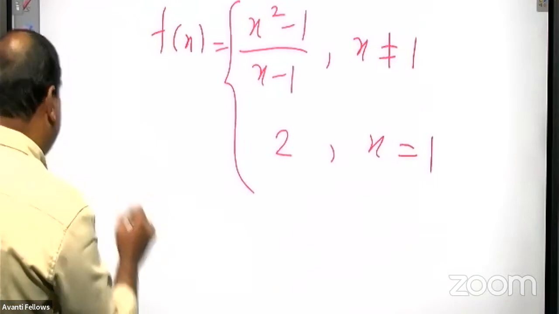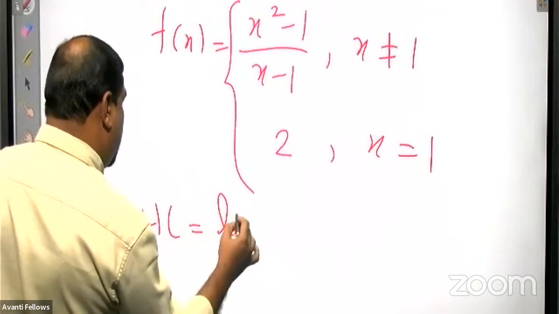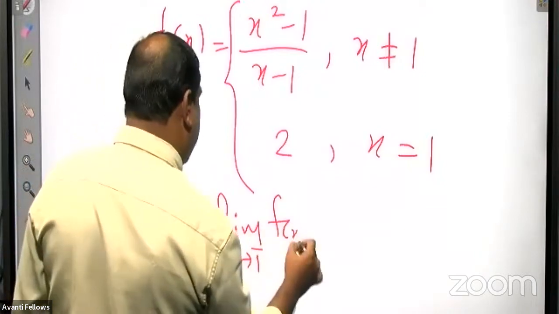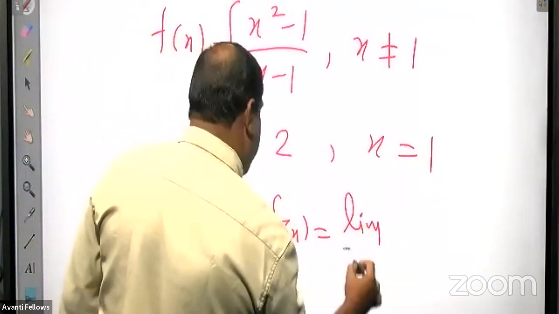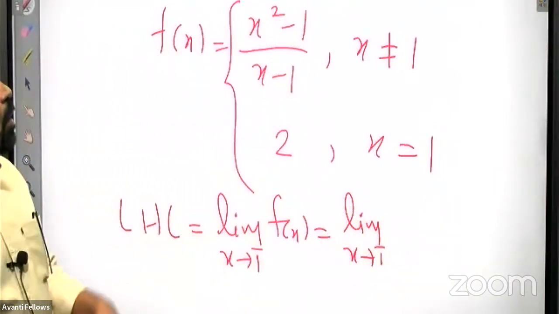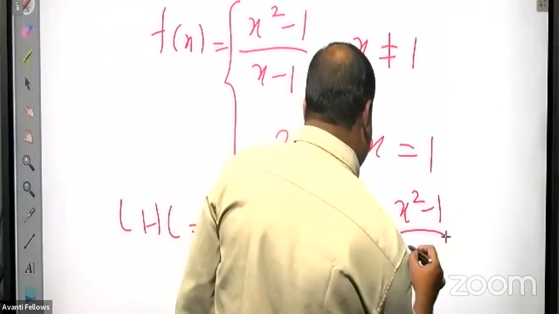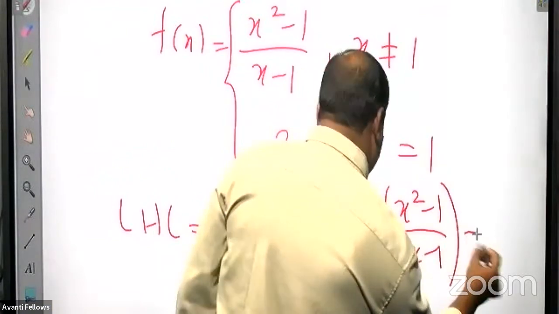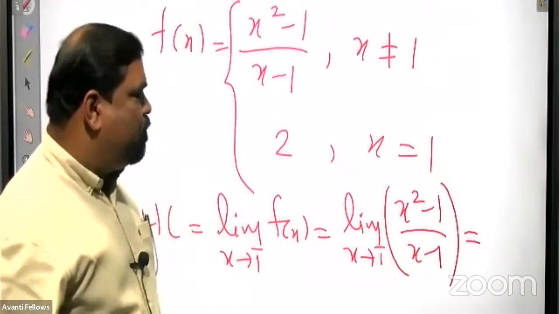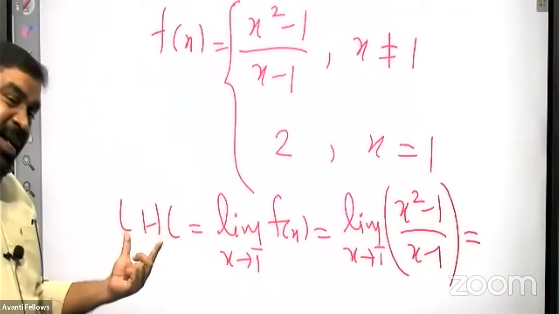So what is the LHL? What is the left-hand limit here? Left-hand limit means limit of x tends to 1 minus of f of x. From the left side of 1, what is the function? From the left side of 1 and right side of 1, the function is the same, x square minus 1 divided by x minus 1 only. So actually there is no need of finding the LHL and RHL separately.